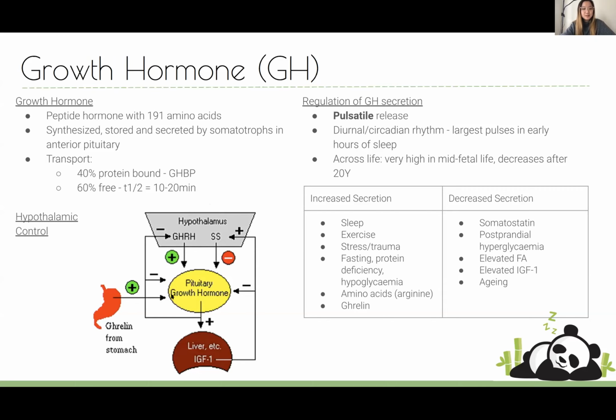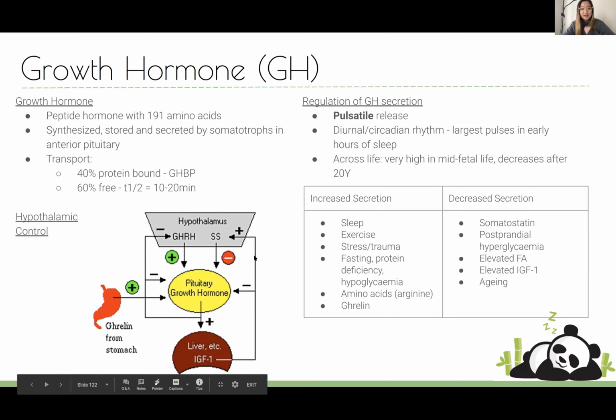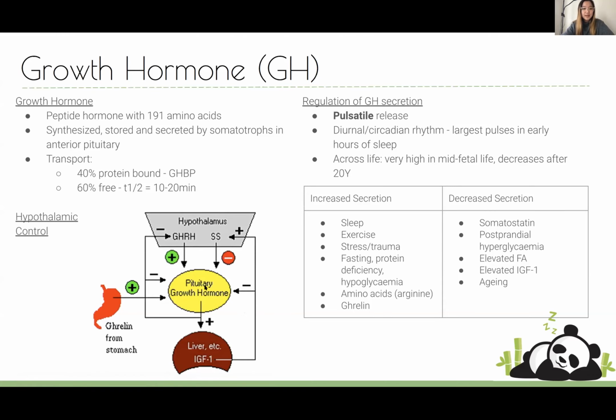And this is its hypothalamic control. So you can see kind of the short loop here, straight from the growth hormone up to the hypothalamus to inhibit growth hormone releasing hormone, GHRH. But you also have the growth hormone going to the liver and some other tissues, forming IGF-1 or insulin-like growth factor 1, and then going all the way back in your long loop to inhibit the hypothalamus and the anterior pituitary.